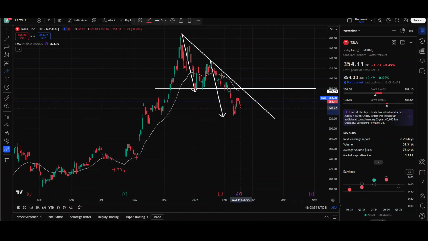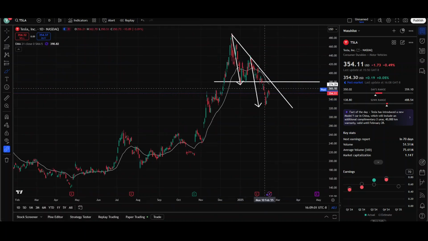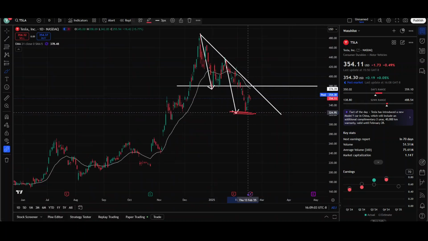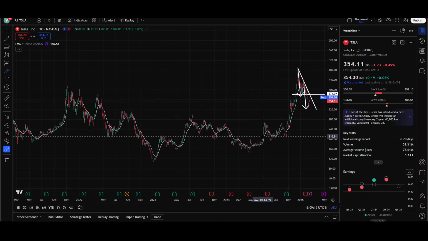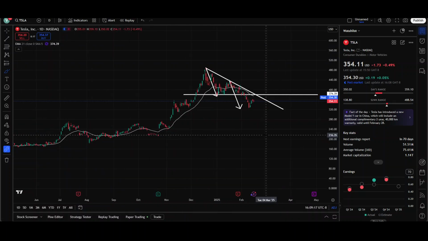Any pullback, something like this, can lead to more downside, especially with that downward trend line in play. So we'll see what happens. This could just be a temporary stopping point for more downside in the future. I would change my mind if we see a break of this trend line and price getting back above the 380 level. Until then, I would maintain a bearish mindset and a bias for Tesla.